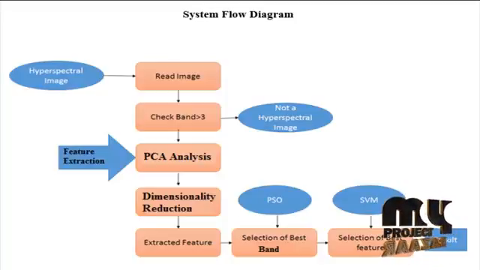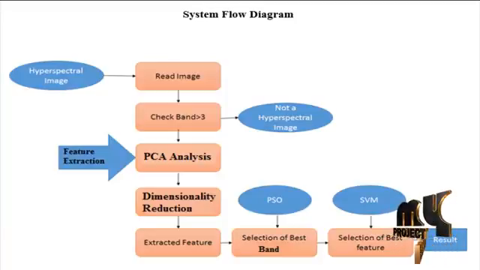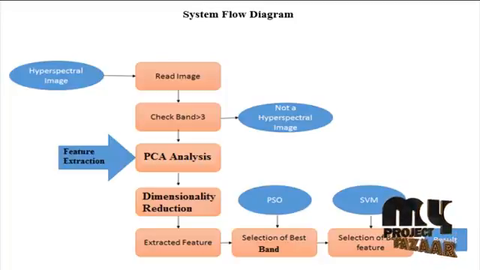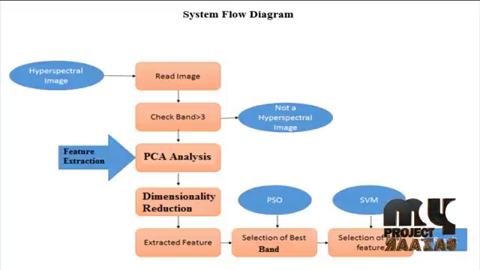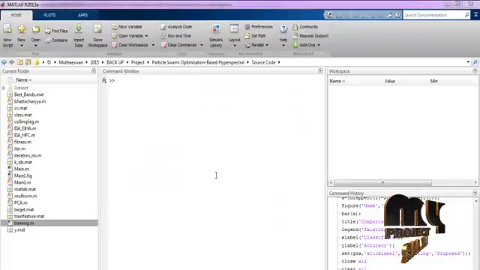Finally, the selected features are classified with the help of the SVM classifier, that is support vector machines. Support vector machines are supervised learning models with associated learning algorithms that analyze data and recognize patterns, used for classification and regression analysis. Given a set of training examples, each is marked as belonging to one of two categories. An SVM training algorithm builds a model that assigns new examples into one category or the other, making it a non-probabilistic binary linear classifier.